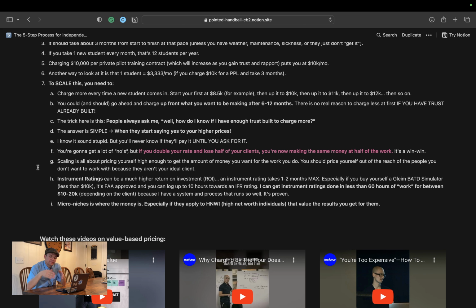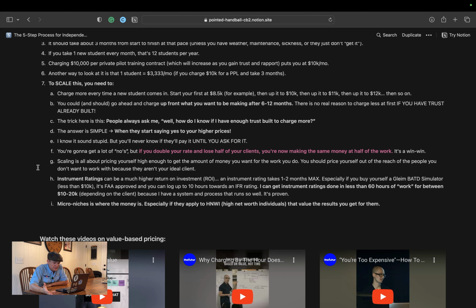The real money is found in the micro niche. It's that place where you have to find a specialty instructor to give you the special kind of training. And because you're now considered a rarity, you're able to charge a lot more because you provide a lot more value to that niche. I've discovered that instrument ratings have a much larger return on investment than primary training.